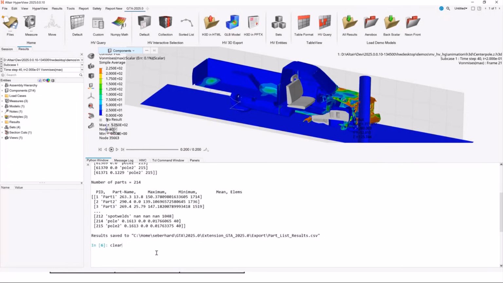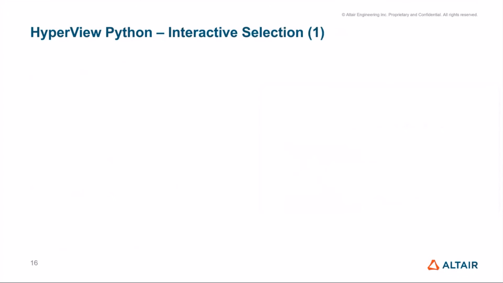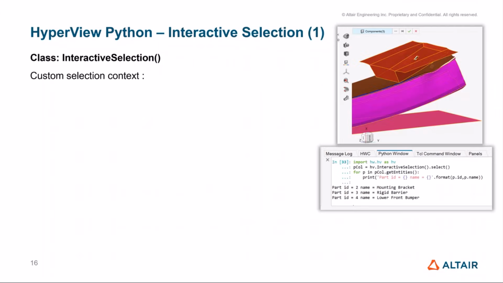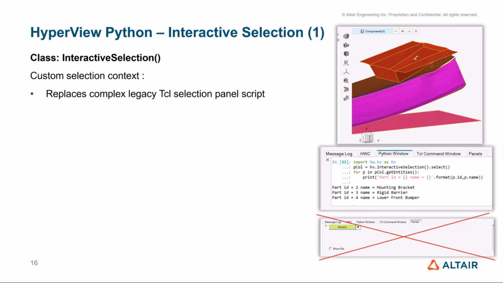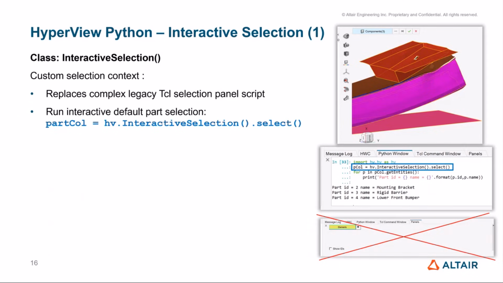Good. Let's continue with the interactive selection. The interactive selection allows me to create a customized context where I can select my entities and get lists or collections back. This will replace this heavy to use legacy TCL selection panel script. So if I want to create an interactive selection just with defaults, I say interactive selection and run the select method, and I get a part collection back.